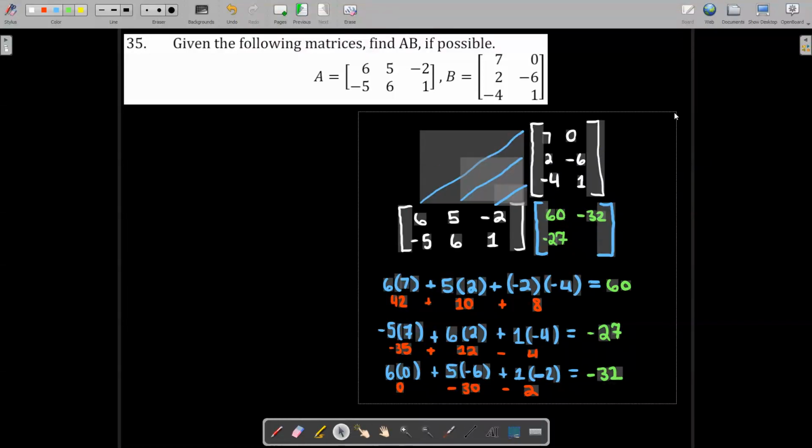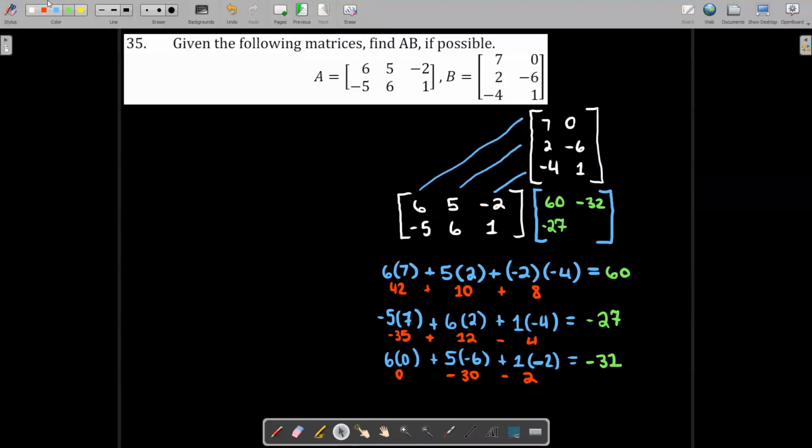Looks like I've run out of room for my last dot product. Move it all up a little bit. Okay, the last one will be the bottom row and the last column. So -5 times 0 plus 6 times -6. And then 1 times 1. Okay, that would be 0, -36, and +1. -36 plus 1 would be -35. So I put the -35 right here, and that would be my matrix.